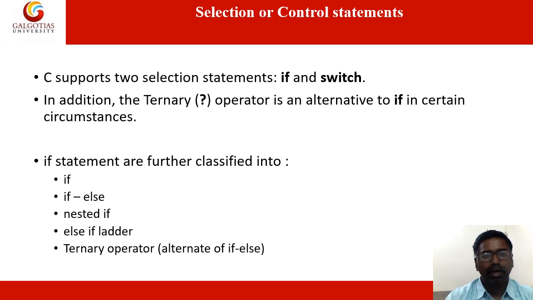In selection or control statements, C supports two types of selection statements: if and switch. One more additional operator is the ternary operator, which is an alternate for the if in certain special circumstances. We will explain that using a program also. The if statements are further classified into if else, nested if, and else if ladder, and then we have the ternary operator as the alternate of the if else.